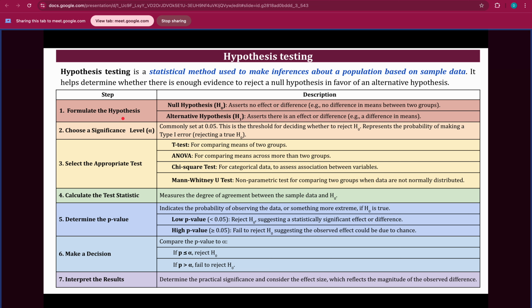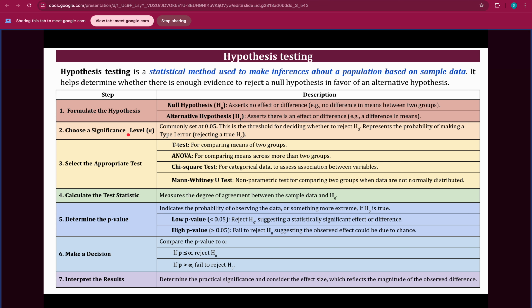The first step is to formulate the hypothesis. There are two kinds of hypotheses which I mentioned. One is H naught, the null hypothesis, which asserts that there is no effect or difference. For example, you are saying that the normal person and the cancer person have variable protein expression, but the null hypothesis says that there is no variable expression. This is just an example for your reference. So the null hypothesis asserts that there is no effect or difference, and the alternative hypothesis is that there is an effect or difference. You are trying to prove that there is a difference.